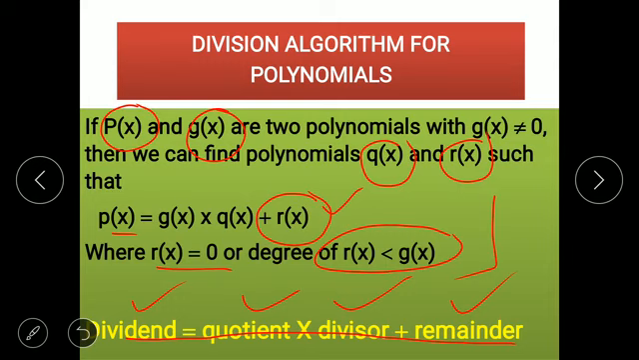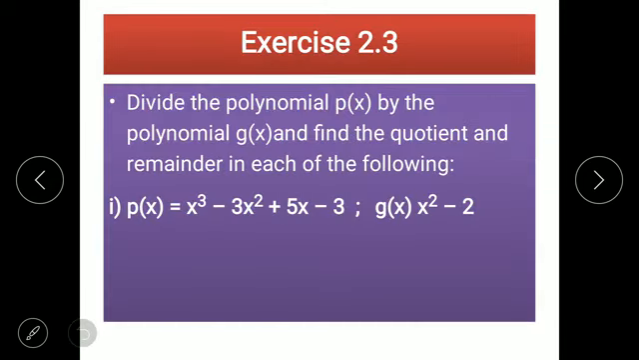Okay, let us do exercise 2.3. Look, the first question. What is the first question given there? Divide the polynomial p(x) by the polynomial g(x) and find the quotient and the remainder in each of the following. Look, the first one: p(x) is x cube minus 3x square plus 5x minus 3, and g(x) is given as x square minus 2.